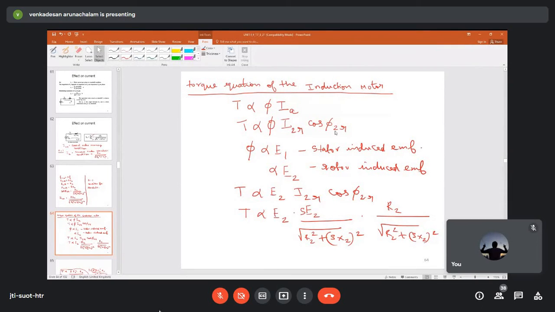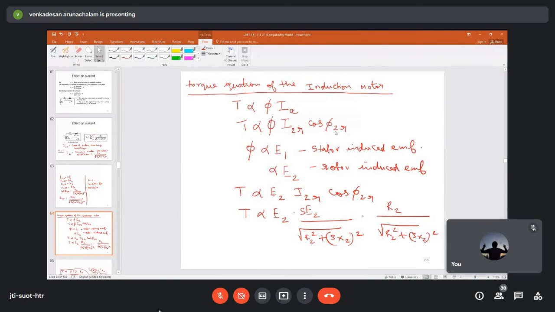I already told you that if the output of any machine is mechanical in nature, generally we will derive the torque equation. If the output of any machine is electrical in nature, generally we will derive the EMF equation. So here in the case of motor, we have to derive the torque equation, right? So for the torque equation, we can start like this.